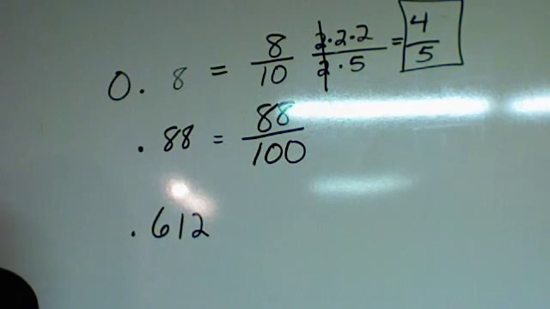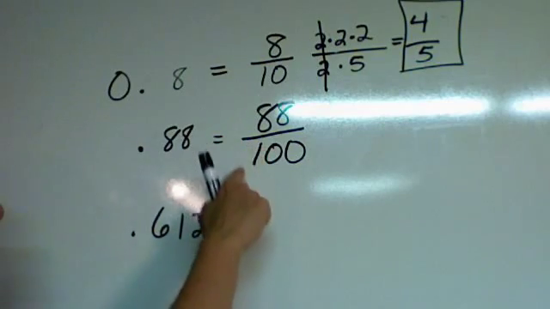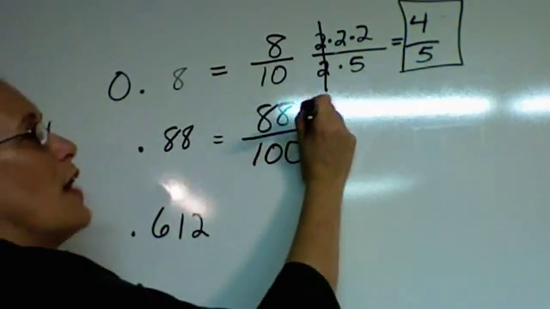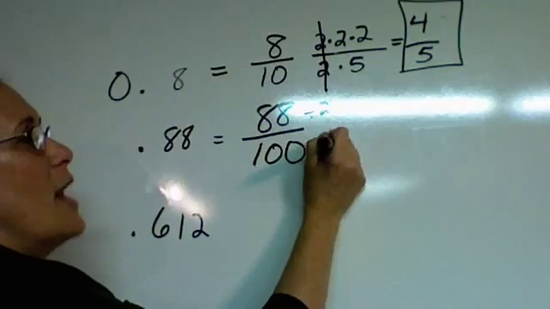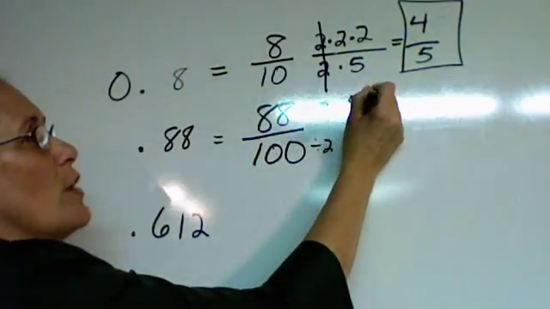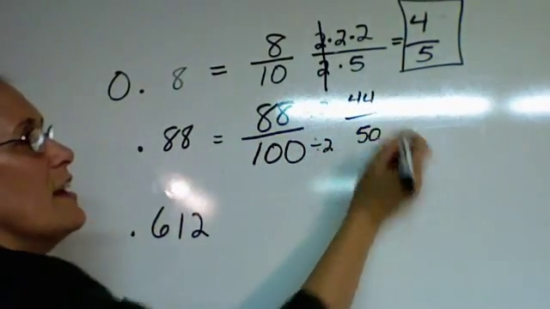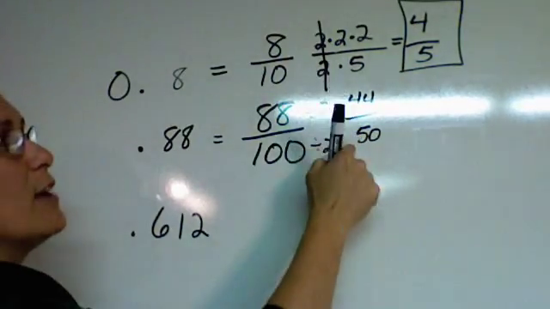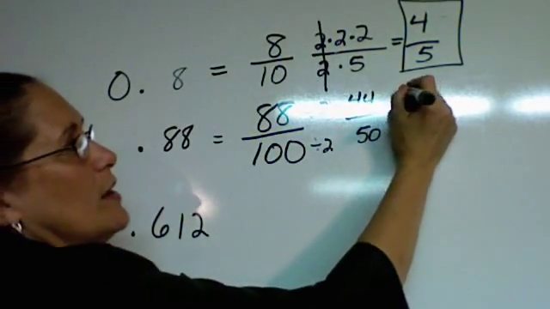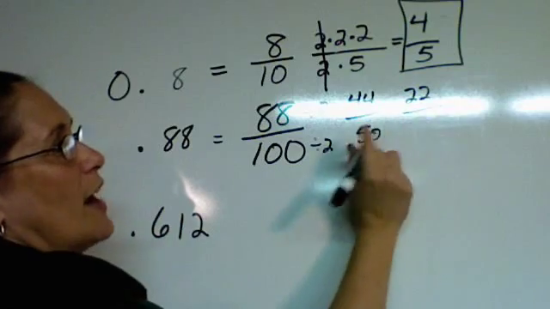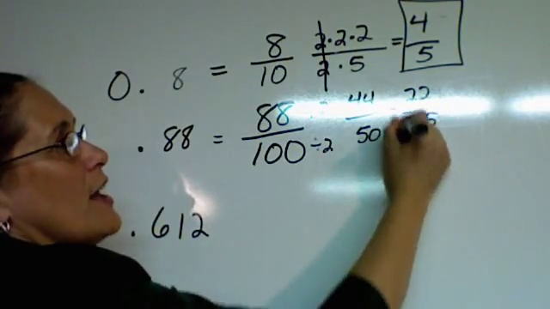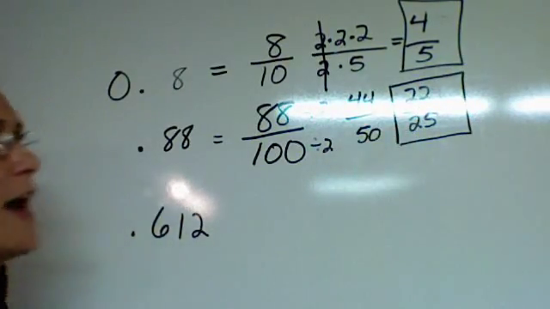Now, this may be too long to break these down into prime factors. You'd have too many numbers. So just start dividing by numbers that you know will divide. They'll each divide by 2. If you divided that by 2 and divided that by 2, you'd get 44 over 50. They can divide by 2 again. 44 divided by 2 is 22. 50 divided by 2 is 25. And now we can't go any further than that.